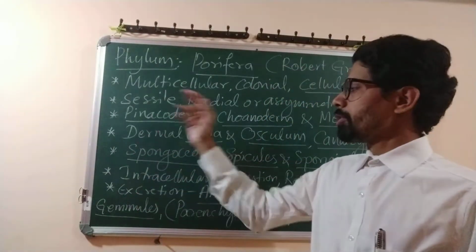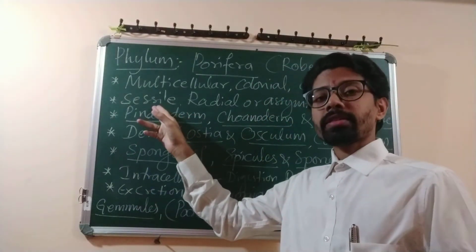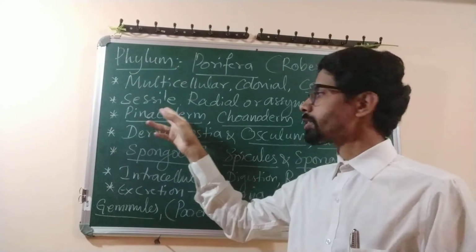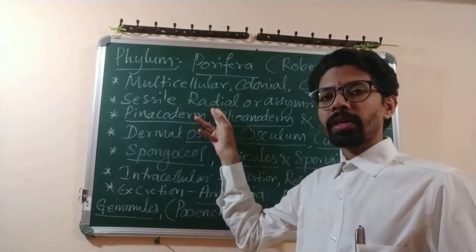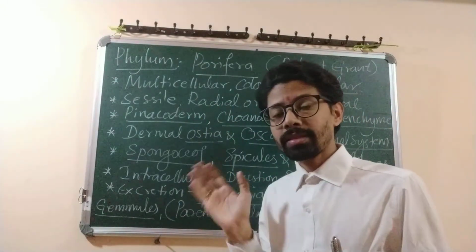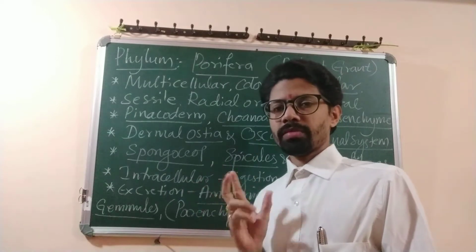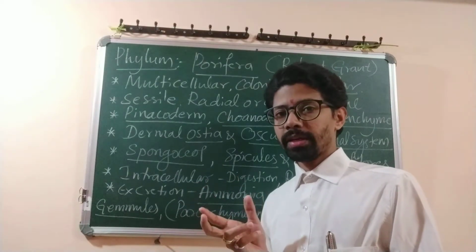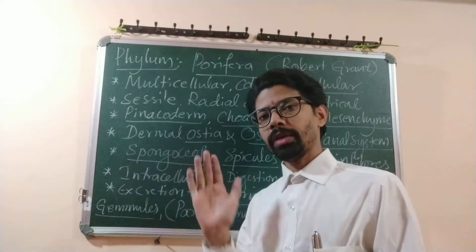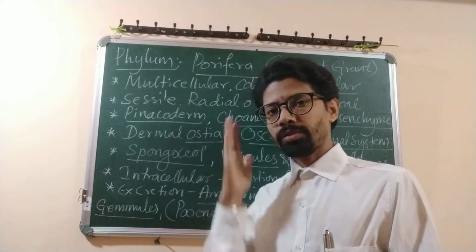Okay, coming to the next word, as I said, sessile. They are sessile forms. They cannot move from one place to another. They are fixed with the help of the basal disc. Then they have radial symmetry. Very few of them exhibit radial symmetry. Most of them are asymmetrical. These words are very important. What do you mean by radial symmetry? Most of you will define it as, the body of an organism which can be cut into any plane through an axis passing through the center.